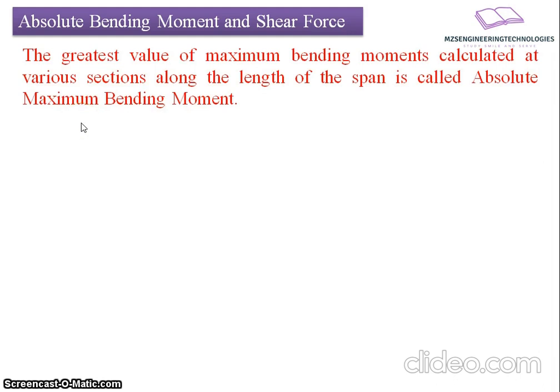So if we state this formally, the greatest value of maximum bending moment calculated at various sections along the length of a span is called the absolute maximum bending moment, and that too in terms of traversing loads or rolling loads.